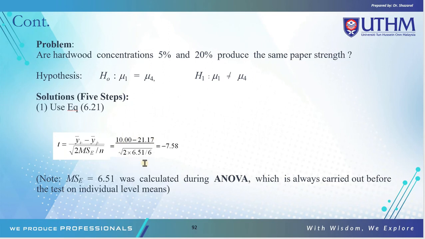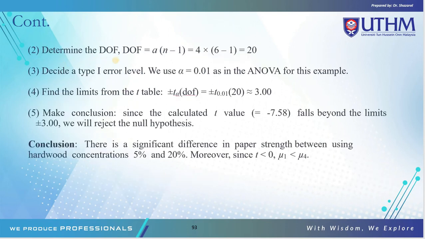And then the test statistic. We compute the test statistic. MSE we can obtain from the ANOVA, because before we implement the t-test, we do the ANOVA test because we want to know whether there is a significant difference among all the levels. So we compute the t-test value. This is the mean for the first level, and this is the mean for the fourth level. Then we calculate the degree of freedom, which is the degree of freedom of error, and we get 20. The alpha is 0.01, which means we need to divide by 2. So 0.01 divided by 2, and v is 20.